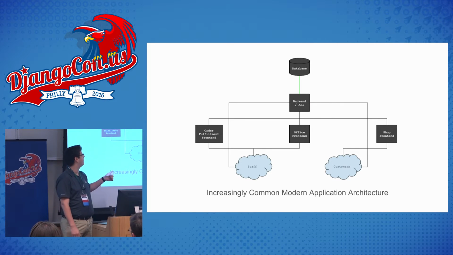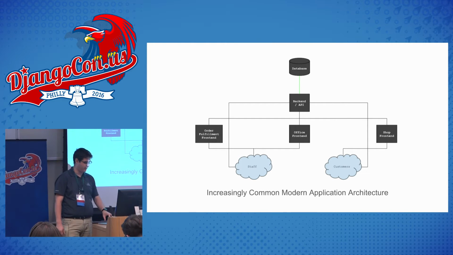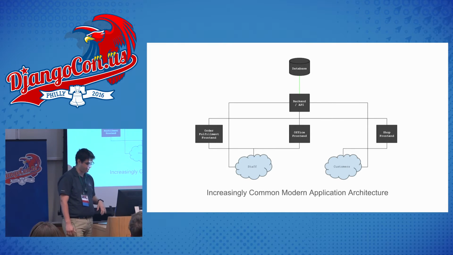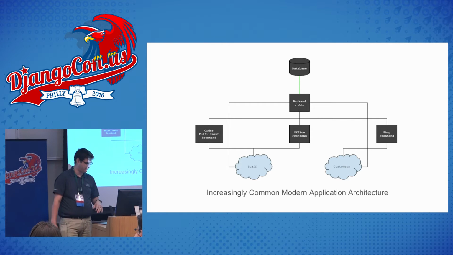So this is an actual flow chart that we had with the development client at Eldarion. I say this is an increasingly common modern application architecture, largely through the experience that I've had at Eldarion with regard to the different sorts of architectures we've been building out for our customers. At the top there, you have the database where all your data lives, and it's being exposed as an API.